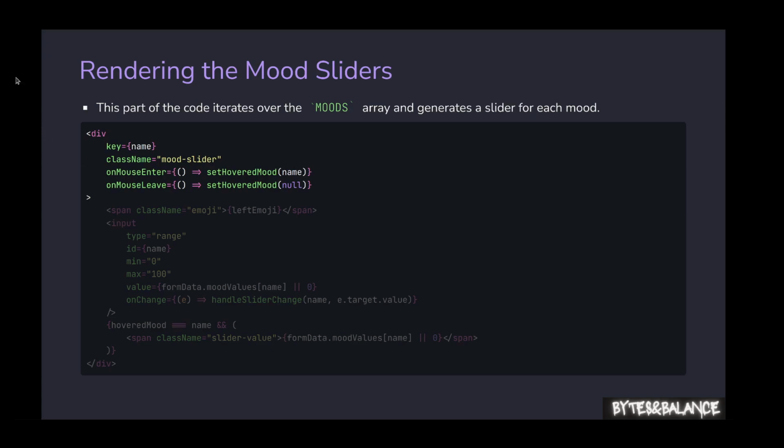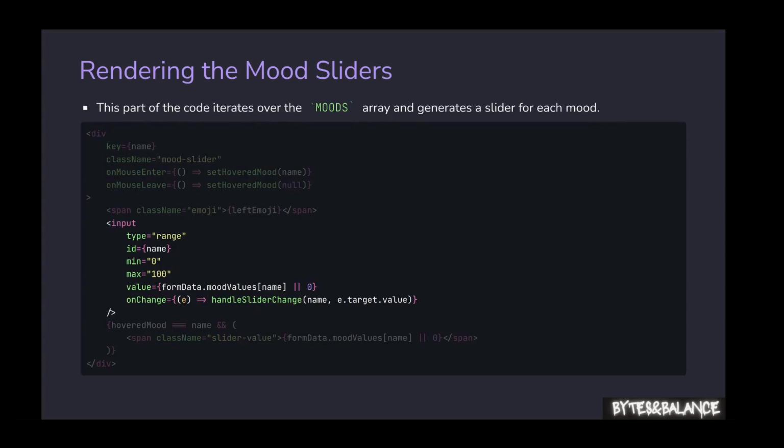And then we'll go one step forward. We have this input here, and then we've got the type, we've got the ID, which is the name. We've got the min and max of the slider that varies between 0 to 100. And then we've got the interesting part, which is value and onChange. So the value of the slider is controlled by formData.moodValues, and changes are handled by handleSliderChange. This way we'll make sure that the slider's value reflects the current state and updates accordingly.